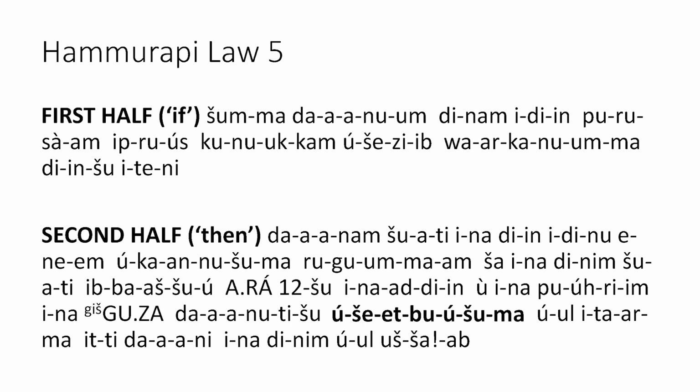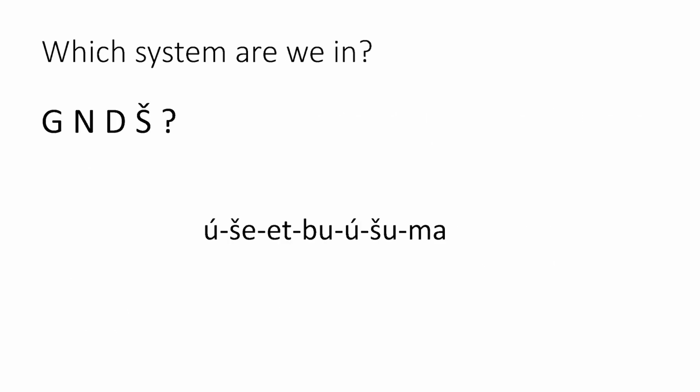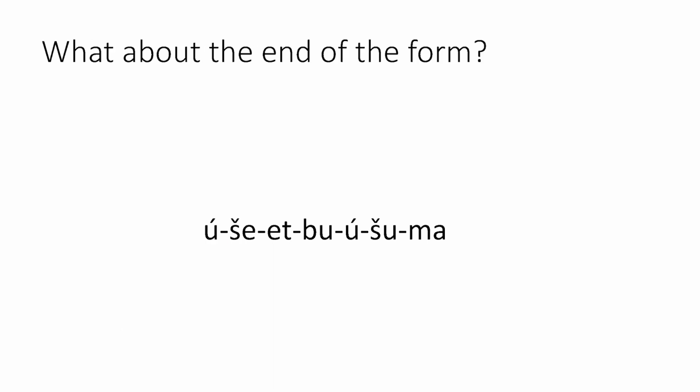So, as to parsing. First of all, which system are we in? G, N, D, or Š? Our form starts with an U and has a Š at the front, so there's a good chance we're in the Š system. Let's take that as our working hypothesis. Next, let's look at the end of the form. The ma at the end looks a lot like the connective particle, and the šu looks suspiciously like a suffix. Indeed, the extra u supports this idea.